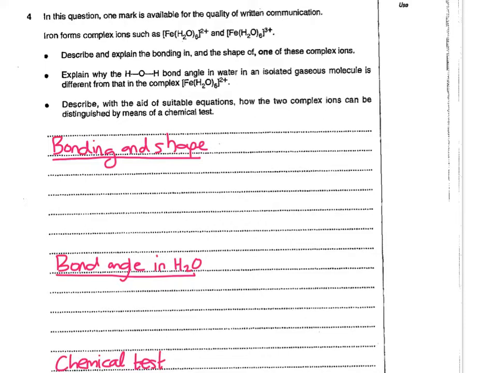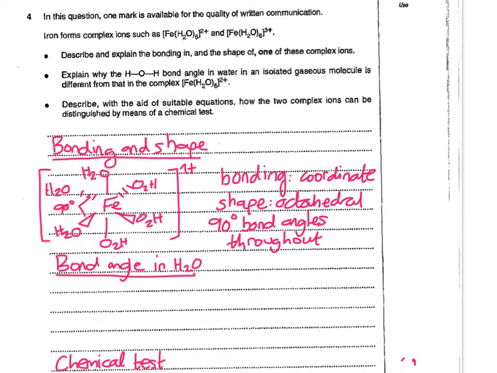So the first thing I'm going to do is the bonding and shape of one of the complex ions. I'm going to go for 2+. I started by drawing the diagram of the octahedral complex Fe(H2O)6 2+. I've got my square brackets, I've got my charge, I've got my correct shape drawn in, and I've got the bond angle mentioned, and I've mentioned the shape by name. The type of bonding is coordinate, but it says describe and explain, so I'm going to do a little bit above just to explain.